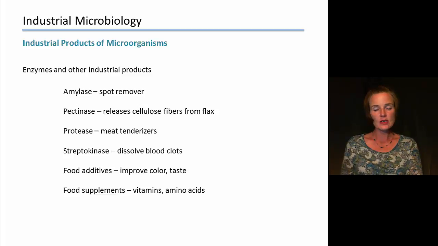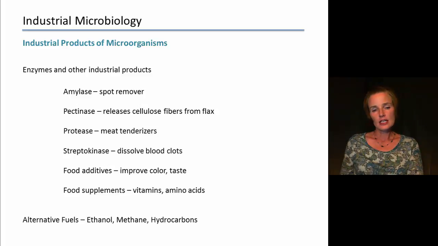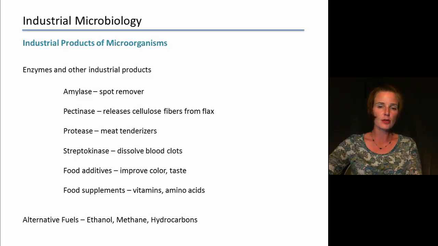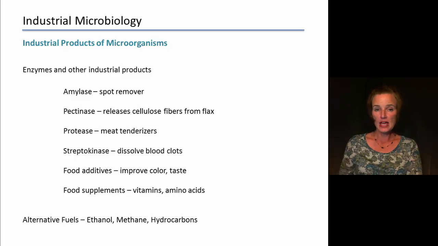We have food additives. Food additives are things that improve color, they improve taste. And then we also have food supplements that can be obtained from microbes. And this includes things like vitamins and also amino acids. In addition to enzymes and industrial products, we also have alternative fuels. Alternative fuels could include things like ethanol, methane, and then also hydrocarbons.